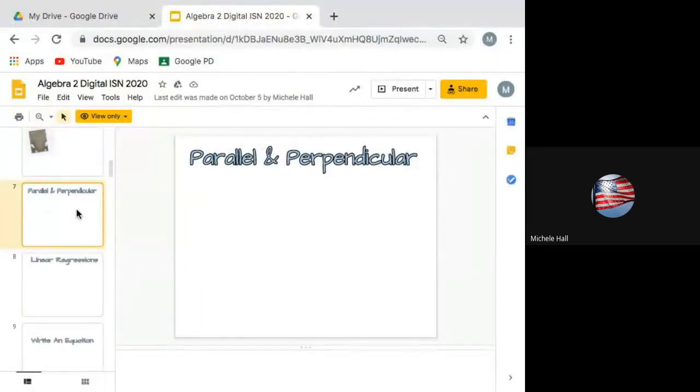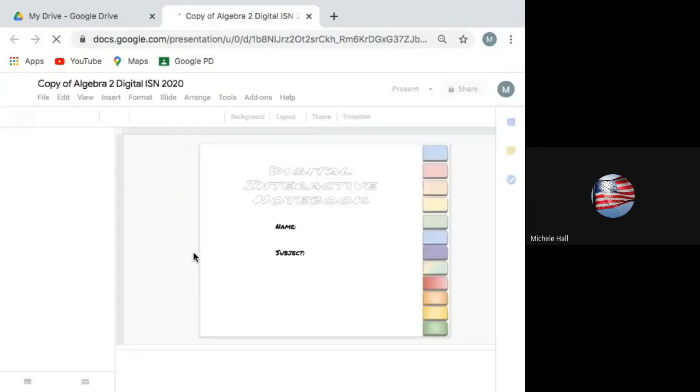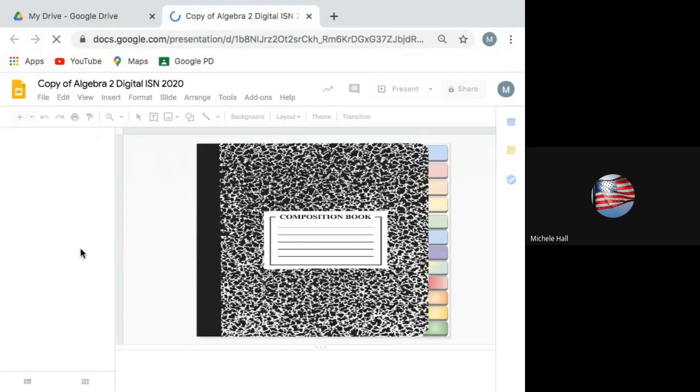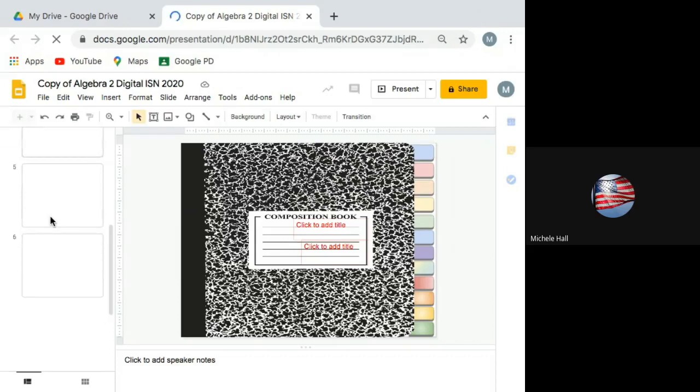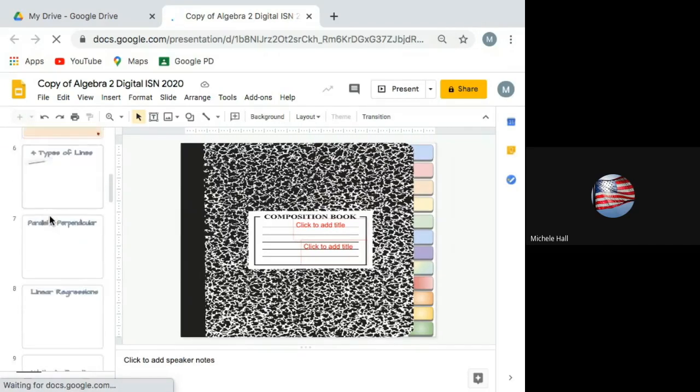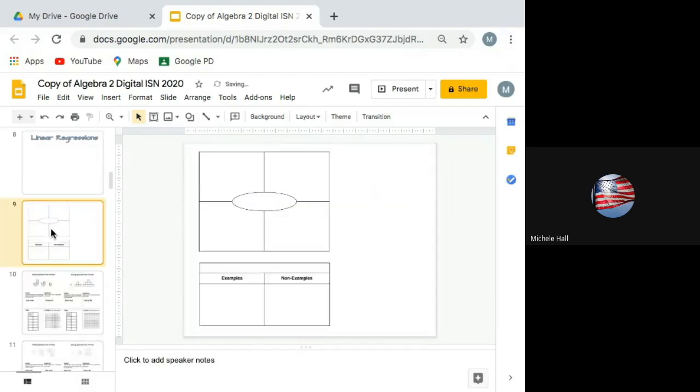You have your parallel and perpendicular, most of you guys do. Linear regression. After regressions, there's no more for lines, that's it. So we want 4 types of lines, parallel, perpendicular lines, and linear regressions. Those are the only things that you'll have there for linear functions. I'm going to delete everything else.